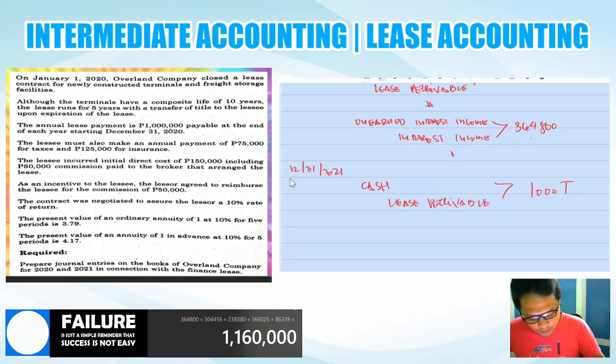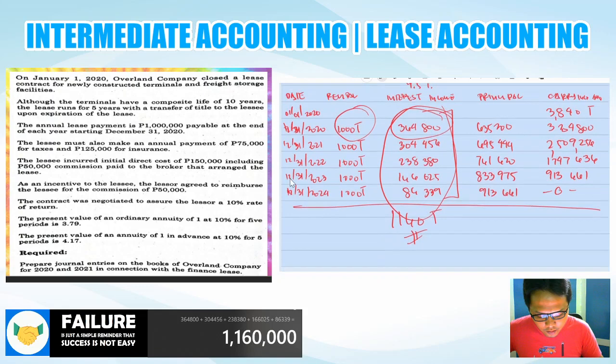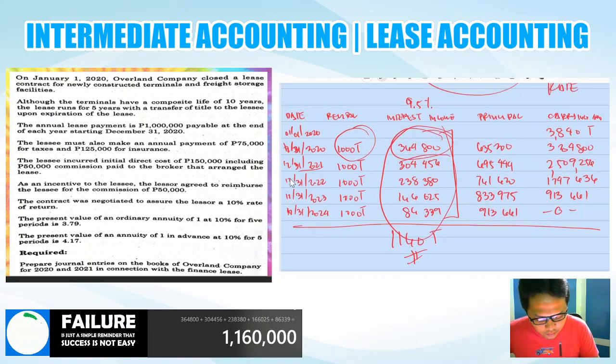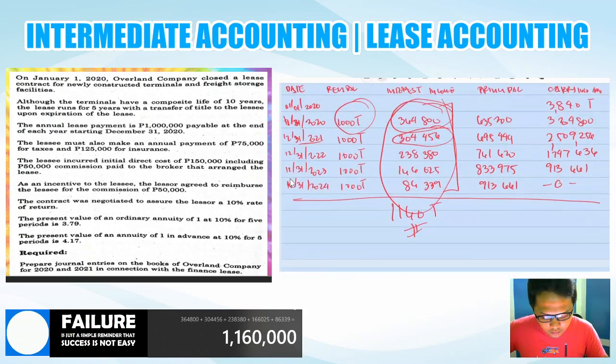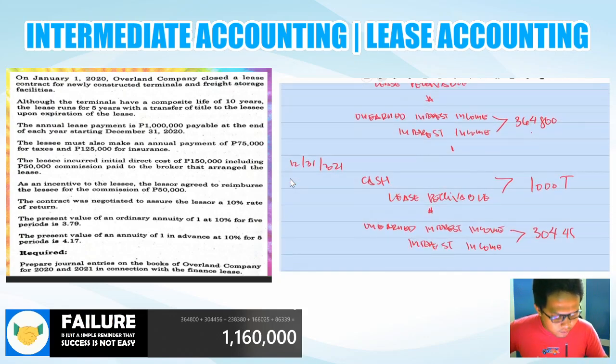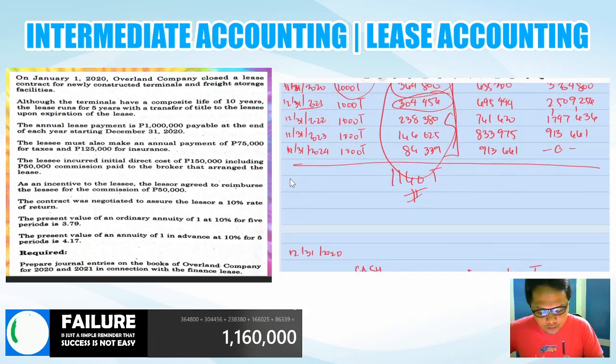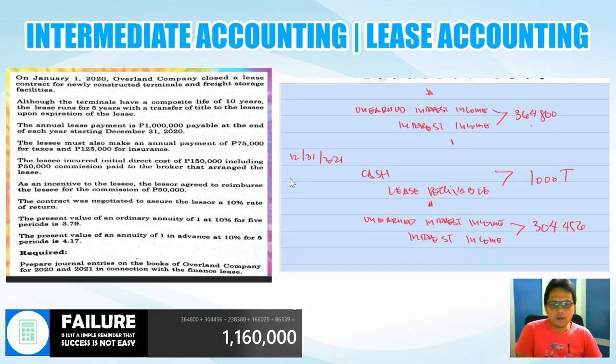Okay? Next entry, unearned interest income, credit your interest income. Again, this is 2021 already, so 304,456 and so on. So that is your general entry for that.